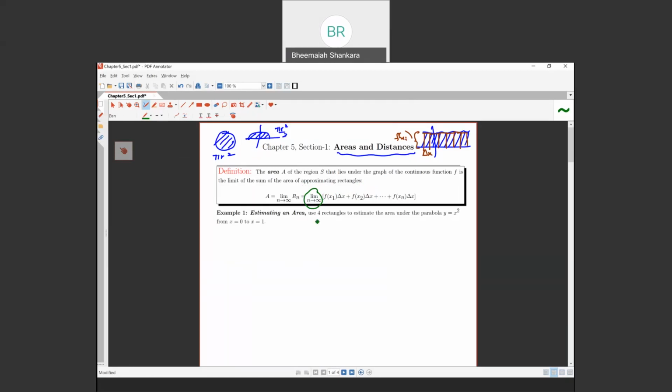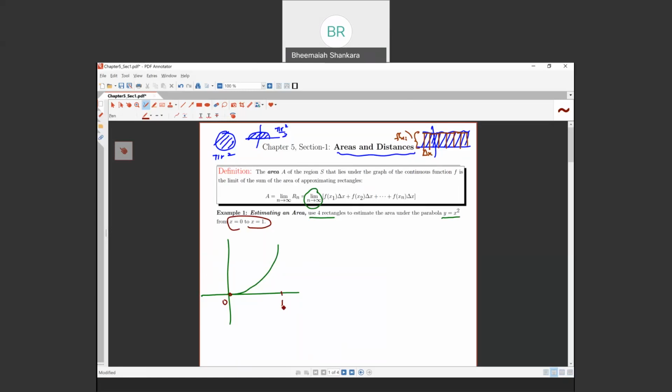Estimate an area. Use 4 rectangles to estimate the area under the parabola y equal to x square from 0 to 1. So first let's draw a parabolic curve y equal to x square. You're not drawing the curve on the negative x-axis. The reason is you are asked to calculate the area under the curve when you have the x limits 0 to 1. So I'm going to mark 0 here and 1 here, the extremity.